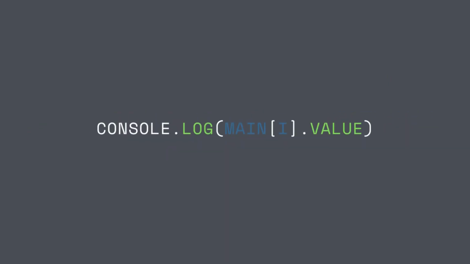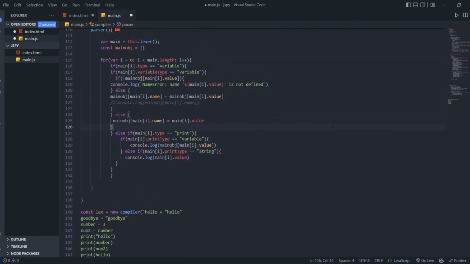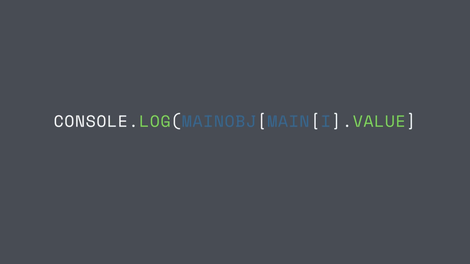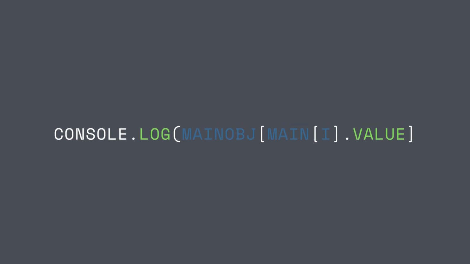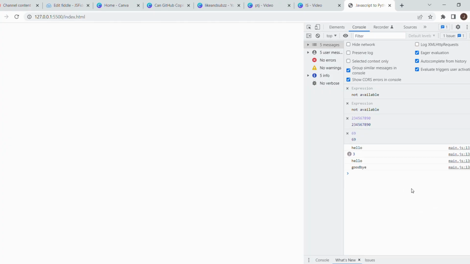If it's a string print type, then it will just console.log the string that's given. However, if it's a variable print type, then it will go to the main object and look for the variable, then console.log its value. With this done, we'll just call lex.parser, and now we've successfully turned Python into JavaScript.